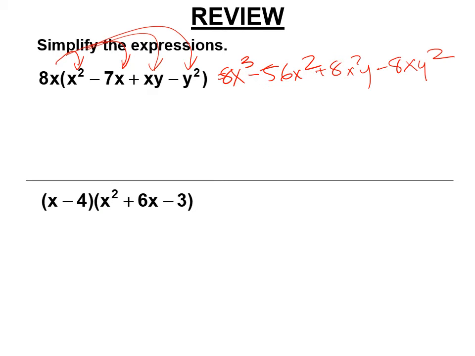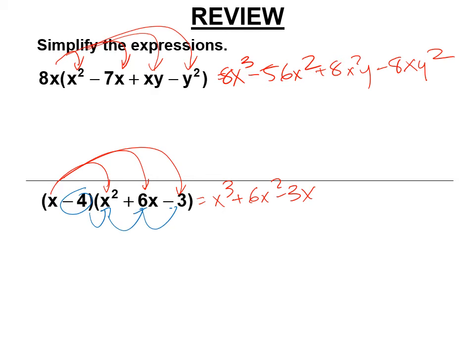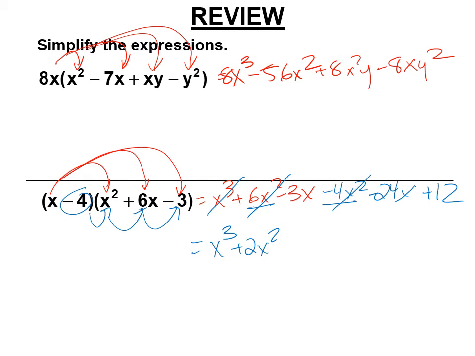Right? This is a binomial times a trinomial. You have to multiply all of these by x. So you get x cubed plus 6x squared minus 3x. Then you have to multiply all of these times negative 4. And you get minus 4x squared minus 24x plus 12. And there you have like terms. X cubed, 6x squared minus 4x squared plus 2x squared, minus 3x minus 24x minus 27x plus 12.